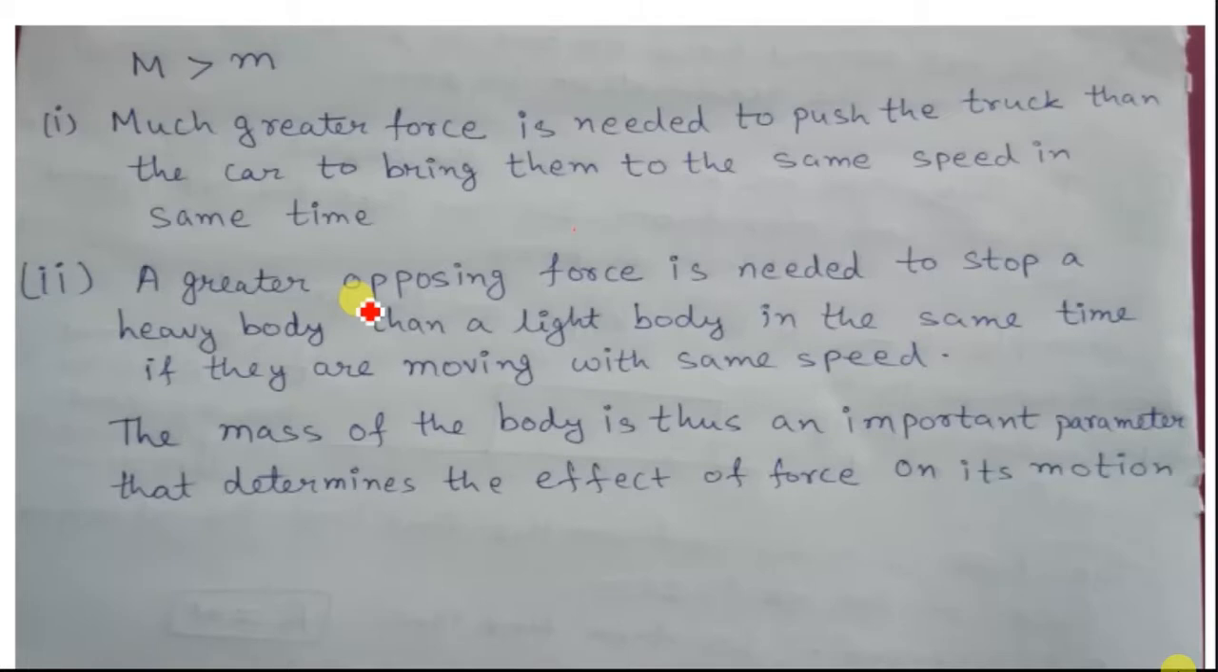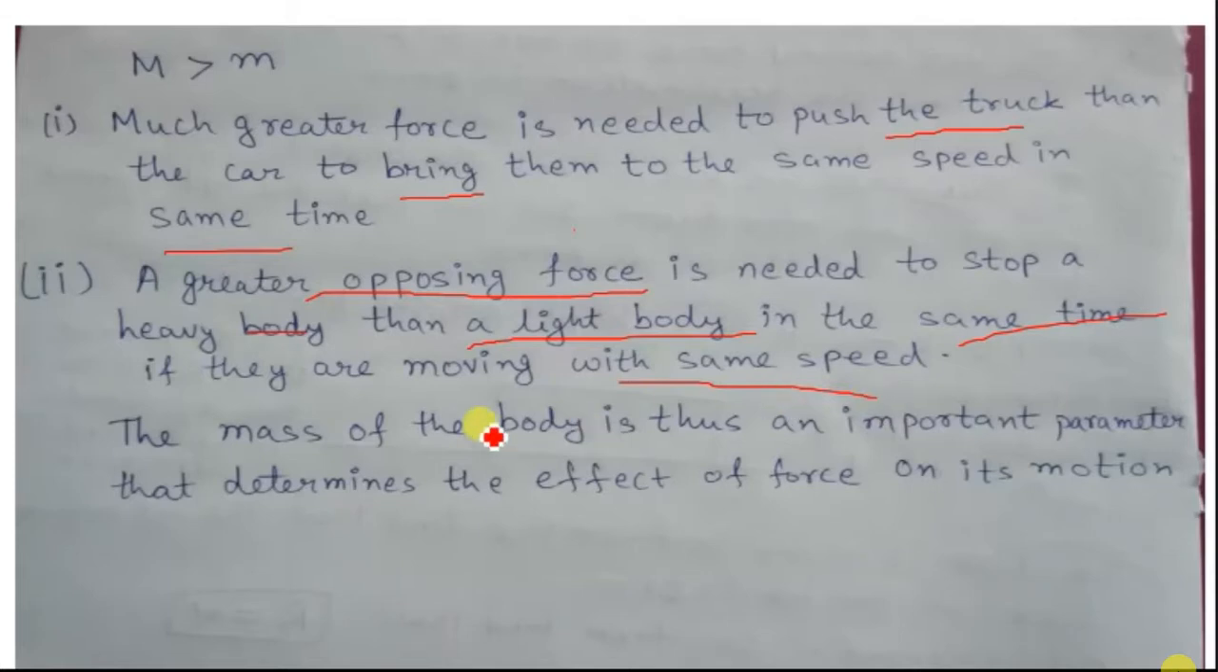So the observations are: a much greater force is needed to push the truck than the car to bring them to the same speed in the same time, and a greater opposing force is needed to stop a heavy body, that is the truck, than a light body, that is the car, in the same time if they are moving with the same speed. So the mass of a body is an important parameter that determines the effect of force on its motion.